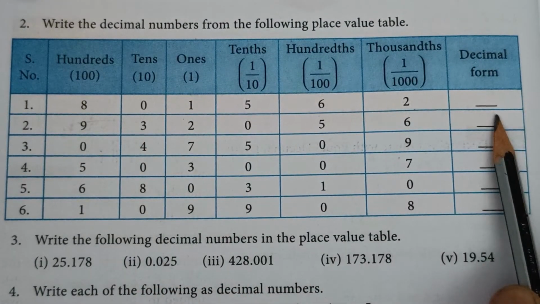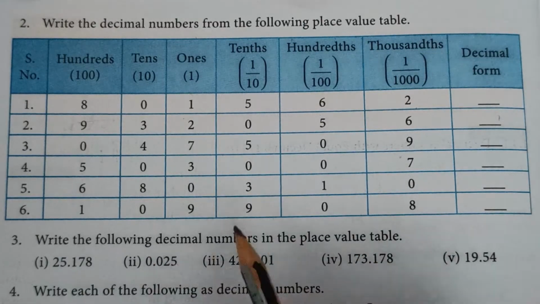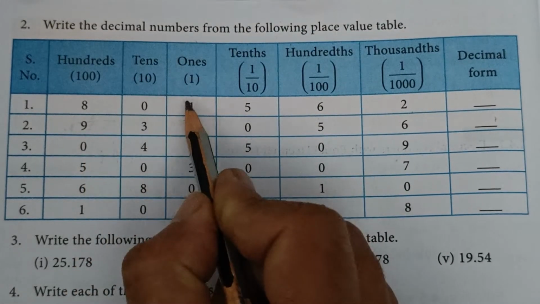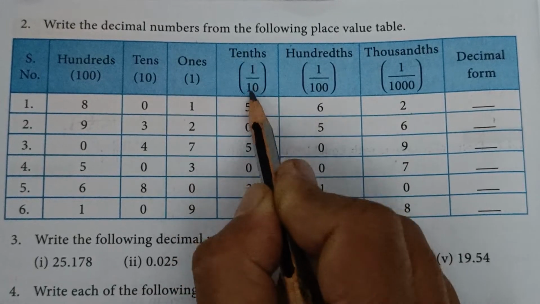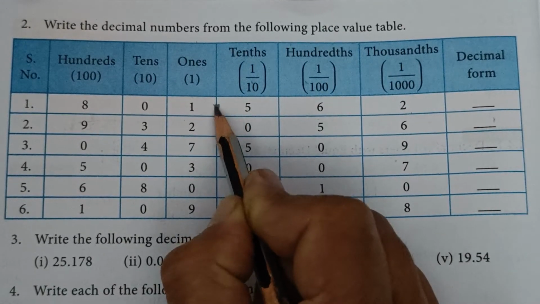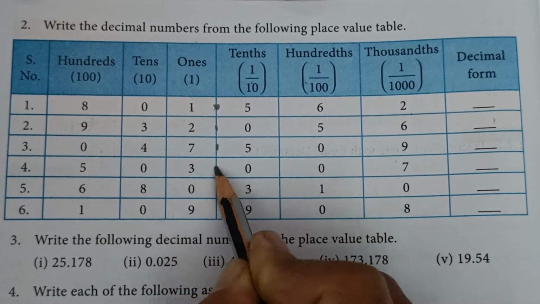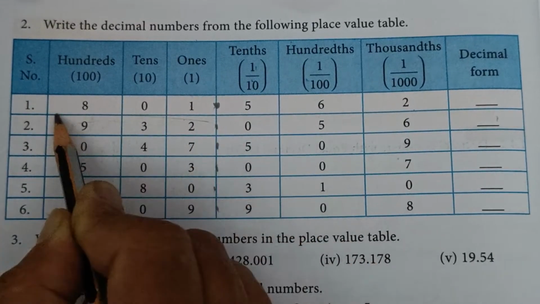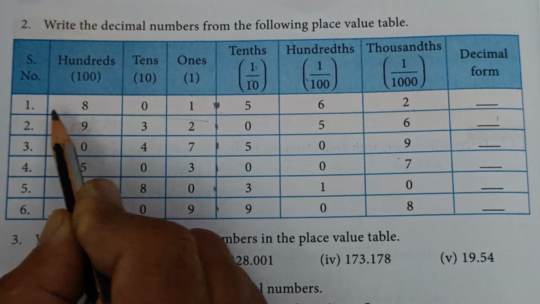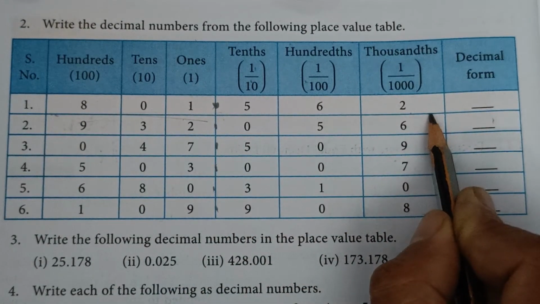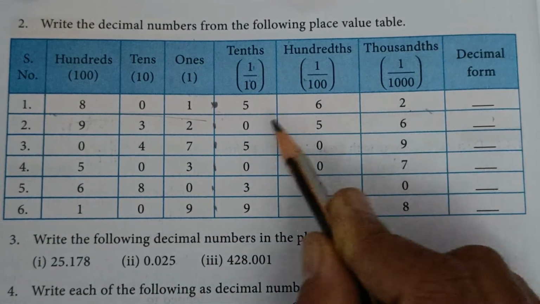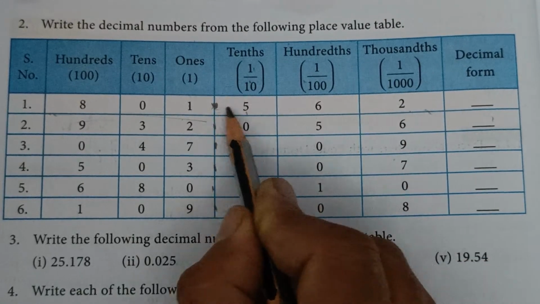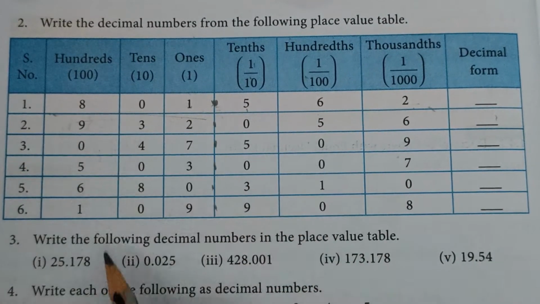We have to write the decimal number for that. Just the reverse order of the first question. Look at it. We have ones, tenths, hundredths, thousandths. Here we have a point between the ones place and the tenths place: the decimal point. The left-hand side of the point is the whole part and the right-hand side is the fractional part, that is the decimal part. Tenths, hundredths, thousandths are decimal, and ones, tens, hundreds are the whole number.